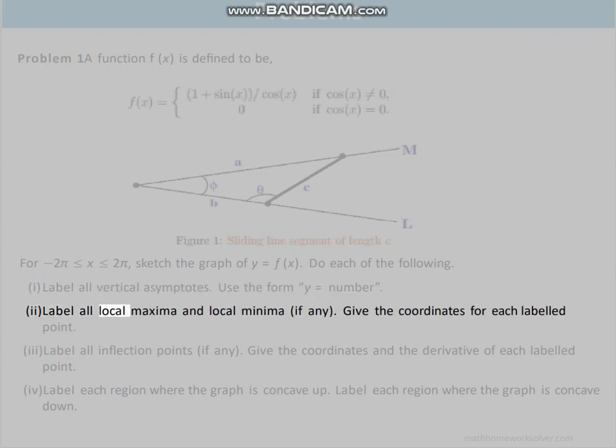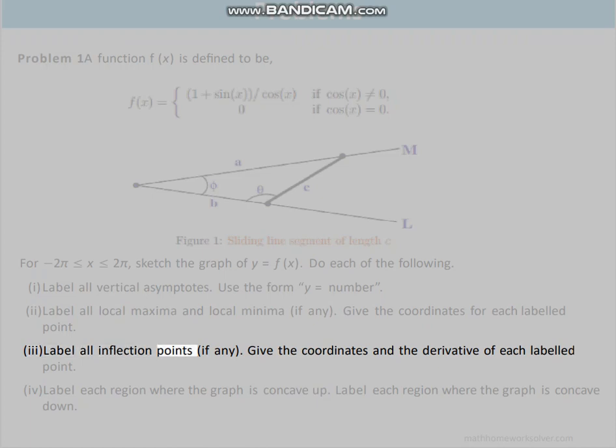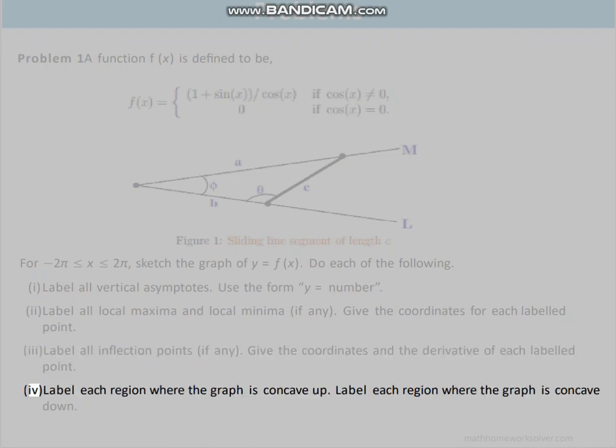2. Label all local maxima and local minima, if any. Give the coordinates for each labeled point. 3. Label all inflection points, if any. Give the coordinates and the derivative of each labeled point. 4. Label each region where the graph is concave up. Label each region where the graph is concave down.